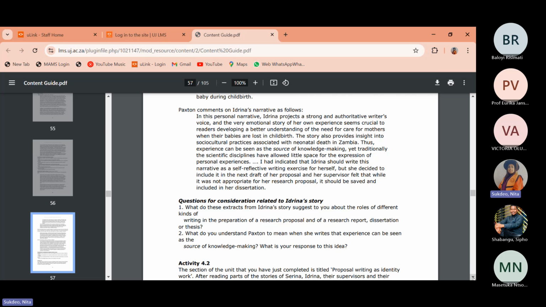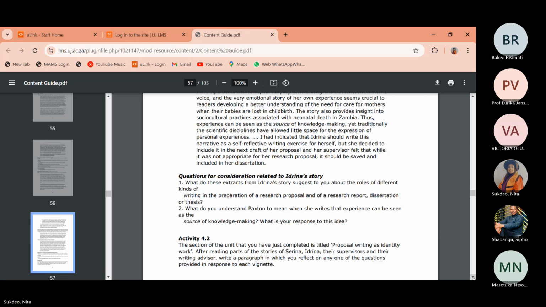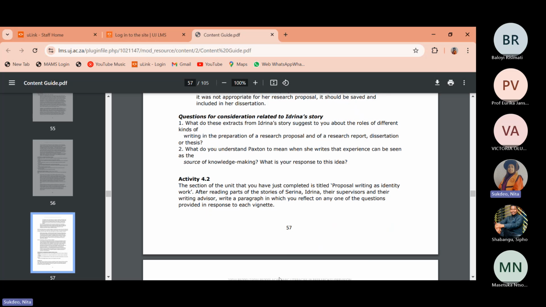What do these extracts from Adrina's story suggest to you about the roles of different kinds of writing in the preparation of a research proposal and report or dissertation or thesis? What do you understand Thaxton to mean when she writes that experience can be seen as the source of knowledge making? What is your response to this idea? Open the floor.